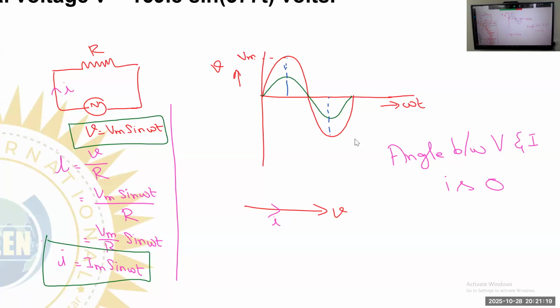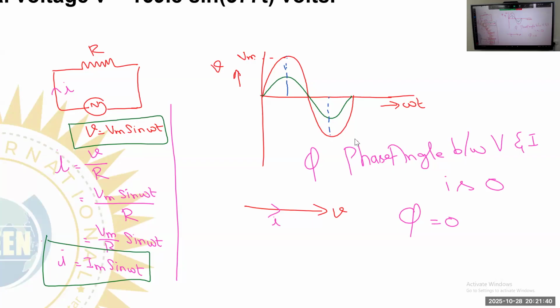This angle in electrical engineering we call the phase angle. The phase angle is denoted by the symbol phi. So that's why phi is equal to 0. For the resistance, the phase angle is 0.